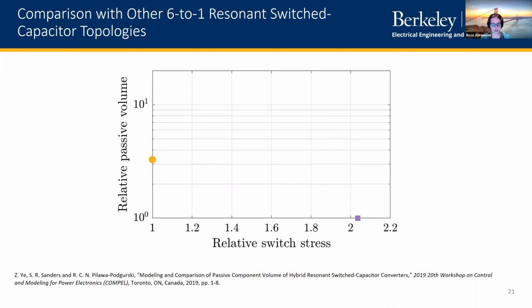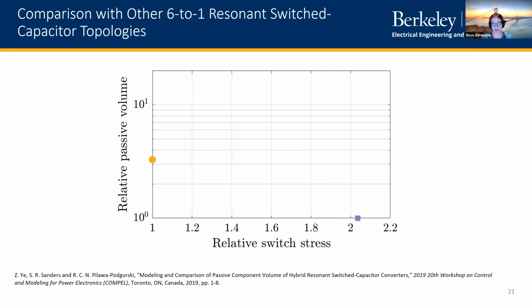And so this yellow dot should be labeled Dixon, but you can see that this one has effectively the theoretical minimum relative switch stress, but it has somewhat high passive volume. And that reflects the fact that when we looked at that topology, it had low voltage ratings for the switches, but it had 3 inductors, so it has a large total passive volume. And this purple dot represents the series parallel converter.